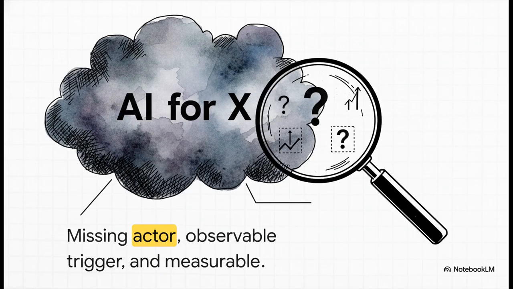This utterly fails. Why? Because there is no actor specific enough to test, there's no observable trigger, and there's no measurable behavior change. Closing more is the VP's outcome. It's not an outcome we can immediately observe the agent driving for the AE on Monday morning.